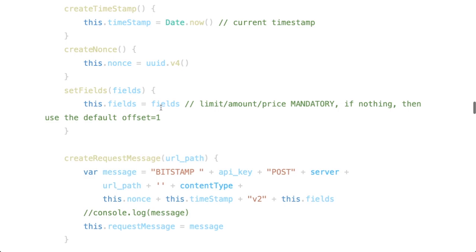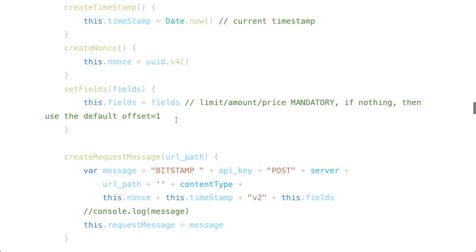Then the set fields, that's basically when, in some of those calls, you can submit parameters, like you want to create a limit order to buy XRP. Then you need to tell how many dollars you want to invest and at which price you want to execute. So the dollar amount and the price would be the fields, and those you need to set here. As an example, you need to supply in a string offset equals 1 or amount equals 10 or whatever.